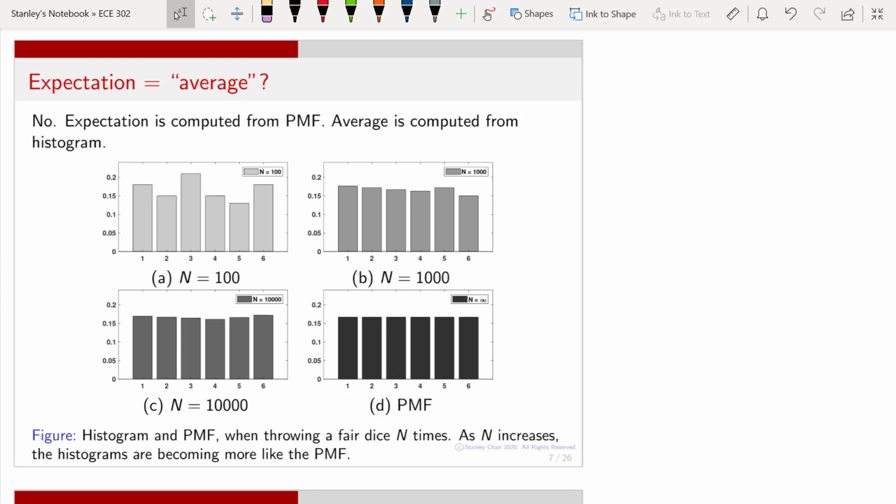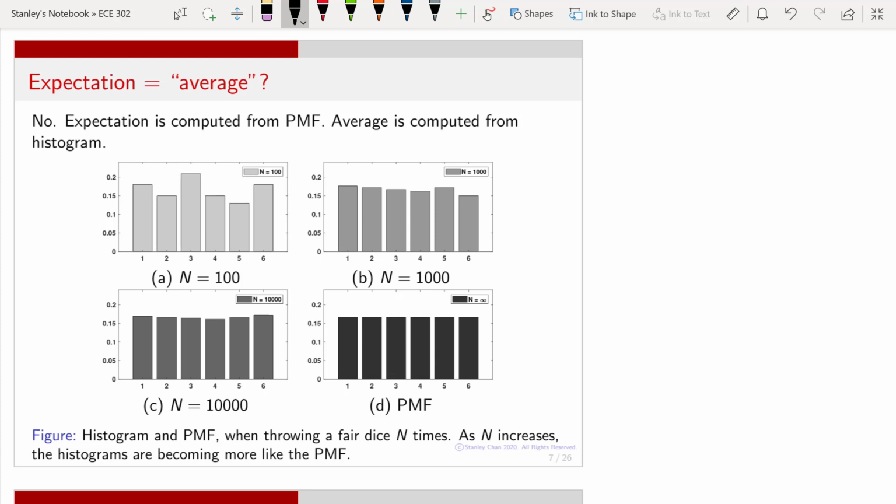However, there's a problem here. The expectation is not exactly the same as average. Not because of the approximation that we are talking about, but because of a more fundamental issue. Recall this set of diagrams. Here we are throwing a dice, and we understand that it has 6 faces, and therefore it has a probability mass function that will be equal for all the 6 faces. If you do an experiment for only 100 times, this is the empirical histogram that you will get.